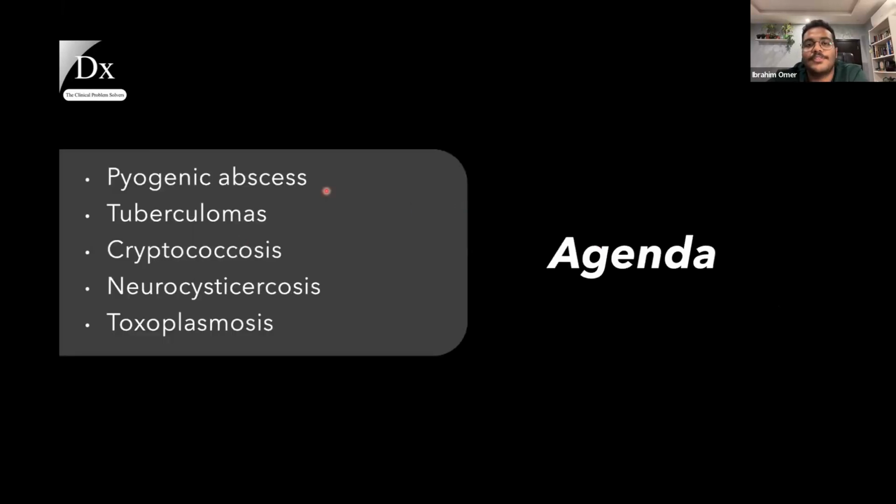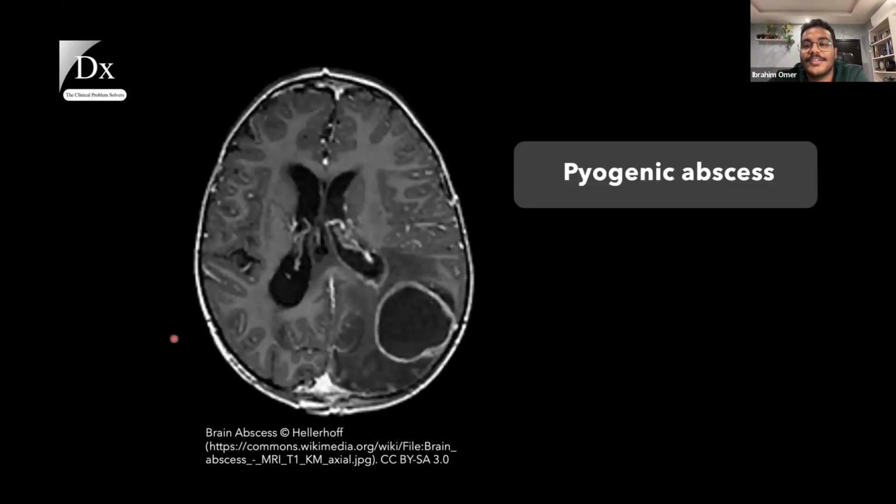So we will not be talking about all masses that are found in someone's head MRI or brain MRI, but we will actually be limited to pyogenic abscesses, tuberculomas, cryptococcus, as well as neurocysticercosis and toxoplasmosis. So this is a pyogenic abscess. And if I may ask for help from someone, can you help me explain what you can see in this image? You can use the chat or you can open your mic.